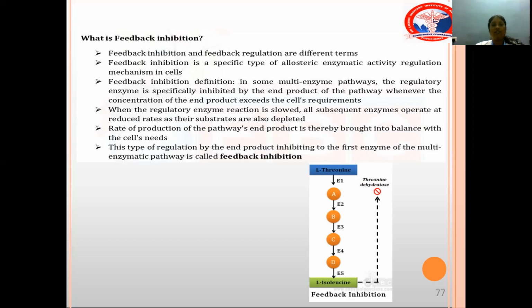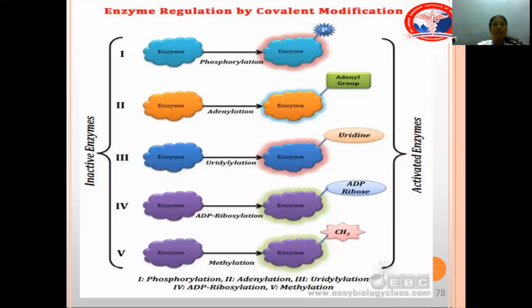So when the regulatory enzyme reaction is slowed, all subsequent enzymes operate at reduced rates as their substrates are also depleted. When the end product is formed in the multi-step pathway, it will go and inhibit the first reaction, or the rate limiting reaction. So when that is slowed, all the other subsequent enzymes will also operate at a reduced rate. The rate of production of the pathway's end product is thereby brought into balance with the cell's needs. This type of regulation, which inhibits the first enzyme of the multi-enzymatic pathway, is called feedback inhibition.